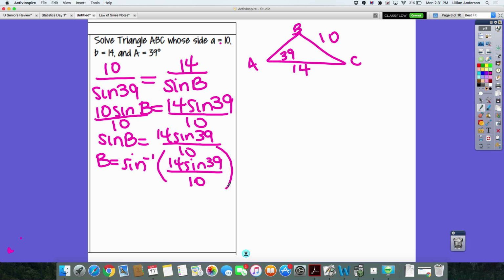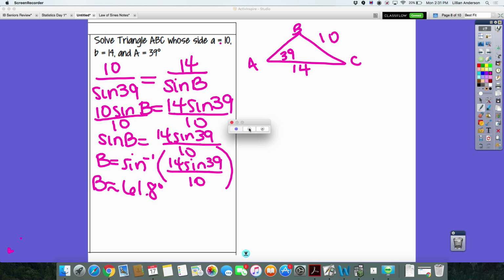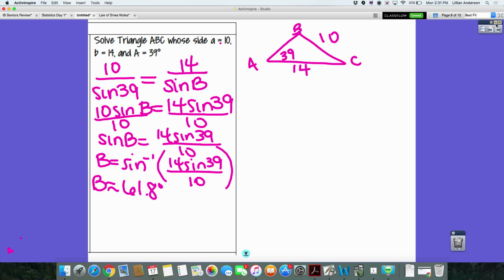Let's see. People type it in. What you get? 61.8? This is the first step of when you are dealing with a side angle situation, okay? You want to find one angle. Find the first angle, and it will be obvious, guys. Like you wouldn't be able to find C because you don't know side C. Okay? You find one angle. You find the first angle.